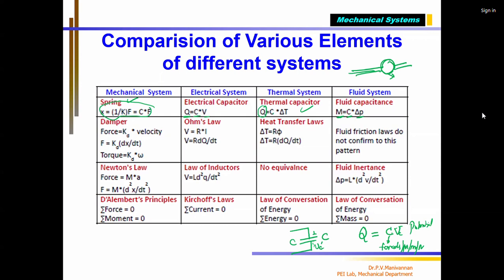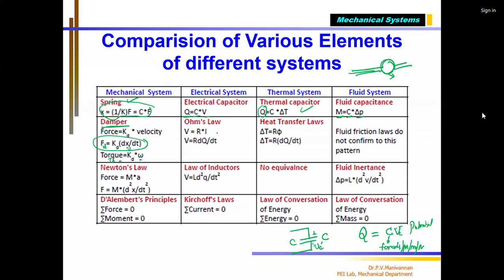Similarly, in a mechanical system, the energy will be dissipated using a damper. Already we know the damper equation: Fd equals kd times d by dt of x, which is nothing but velocity. That is the linear force. For angular, Td equals kd times omega, the angular velocity.